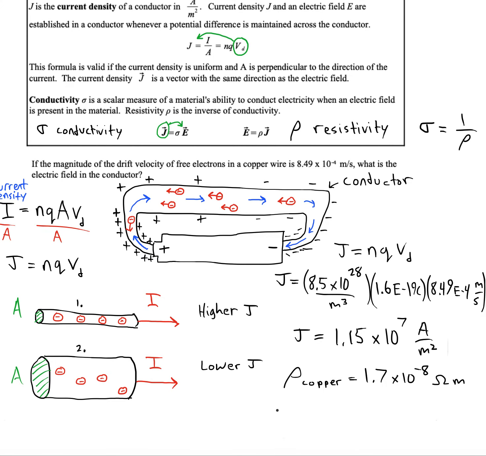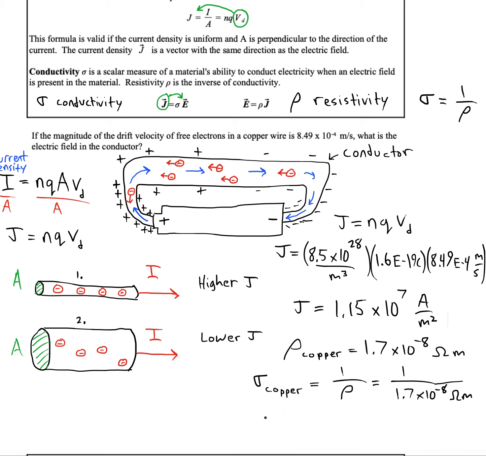I don't have to do this next step, but I will. I'll find the conductivity of copper. It'll be 1 over the resistivity, which is 1 over 1.7 times 10 to the minus 8. The conductivity of copper is 5.88 times 10 to the 7.